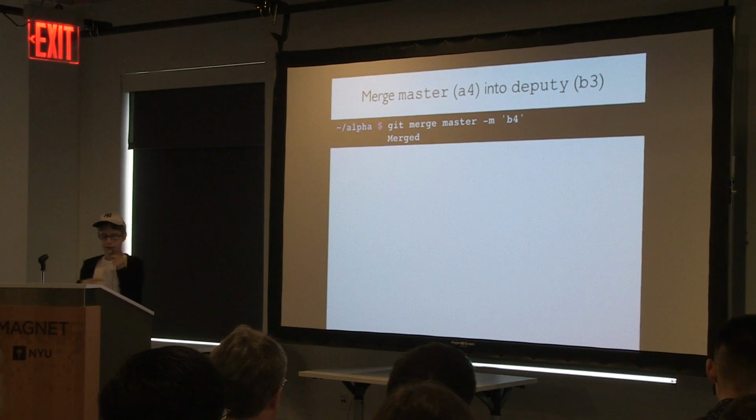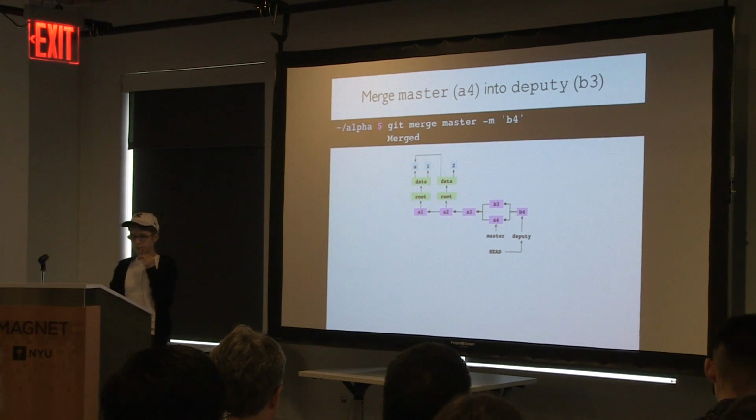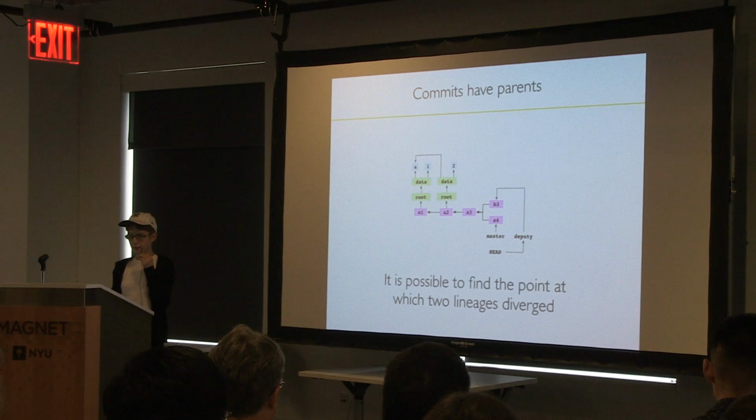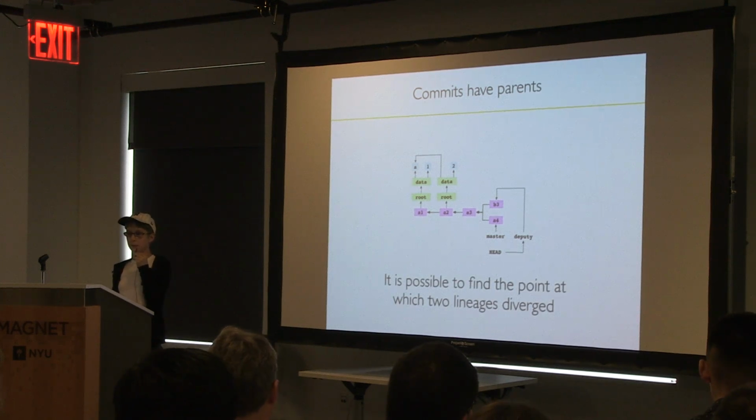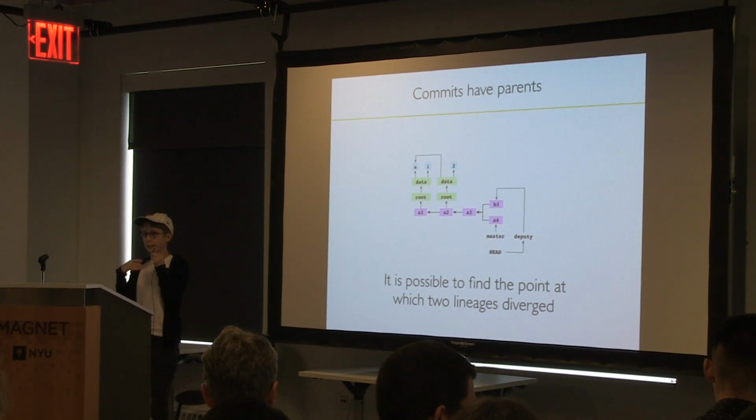Now let's do the merge, and it just says merge, so that seems to go okay. What are the steps? So this is where we're going. Let's walk it through. Now, commits have parents, which means that it's possible to find out the point at which 2 lineages diverge. So the B3 commit and the A4 commit, they're both the start of 2 new lineages, 2 separate new lineages. But they did come from the same place. They came from the A3 commit. And it's possible to find that, if you like, most recent common ancestor, it's sometimes called, or base commit.